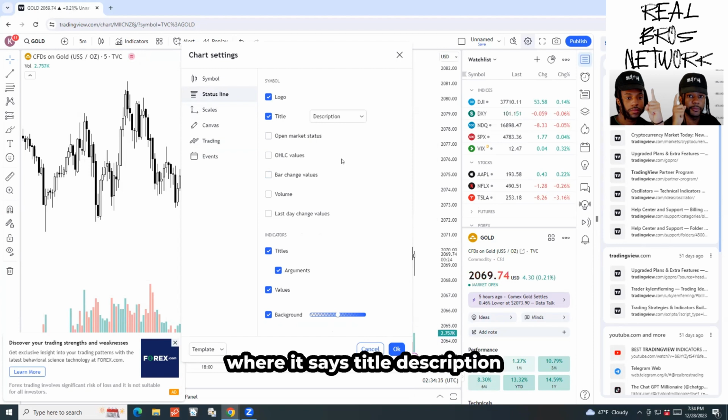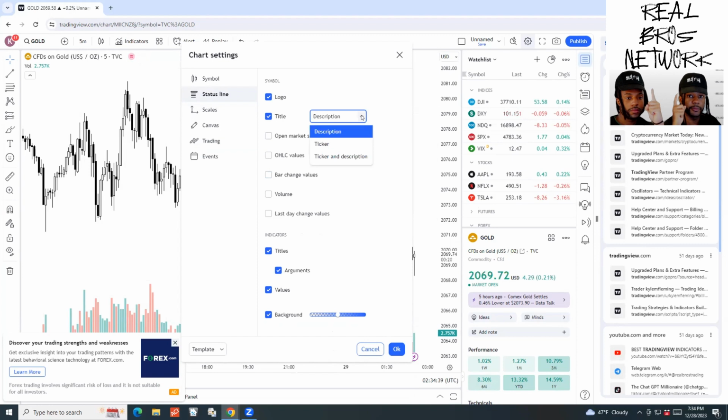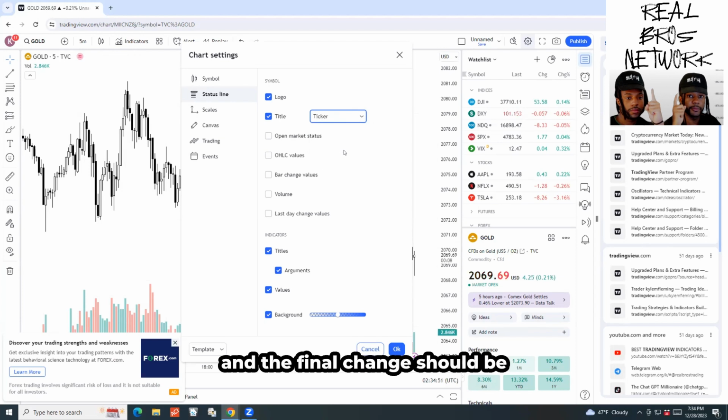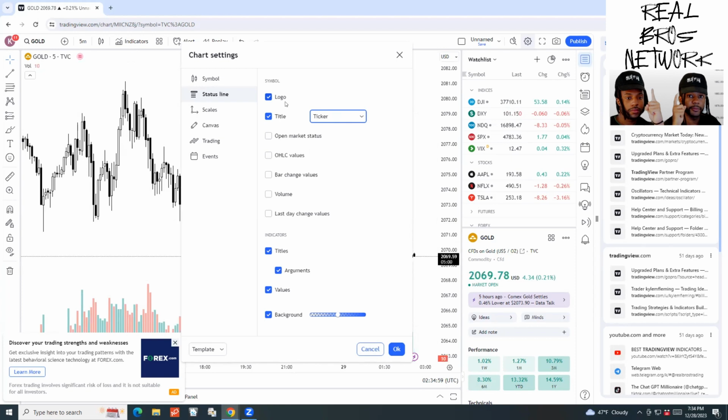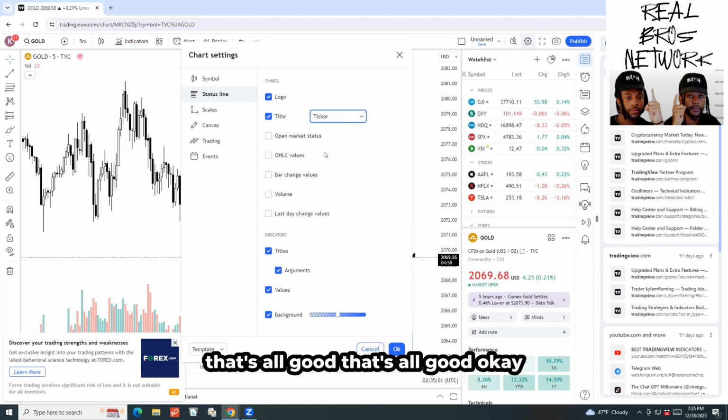Where it says title, click the description button, and then click ticker. And the final change should be where it says, no, that's all good. That's all good.